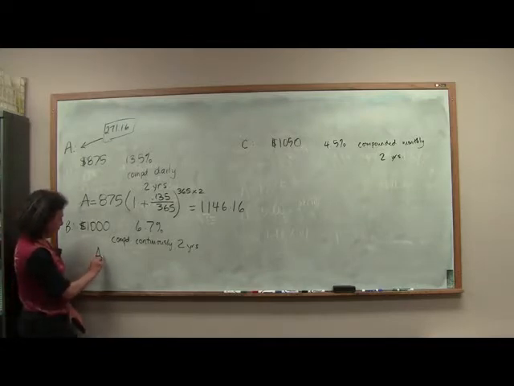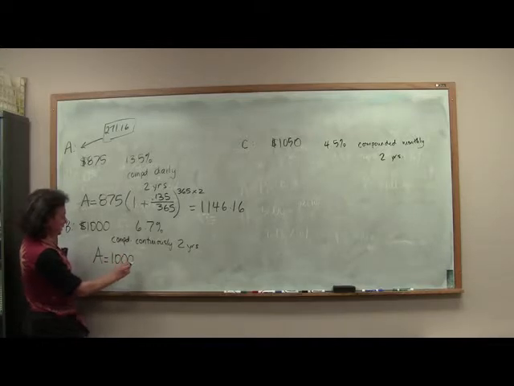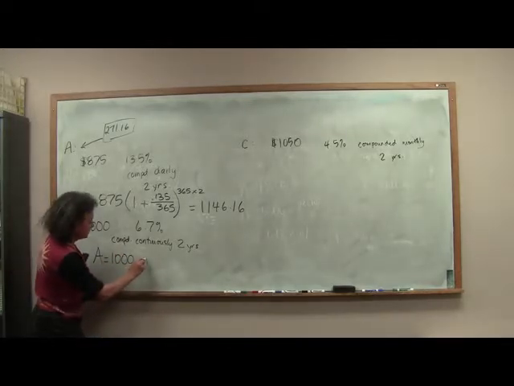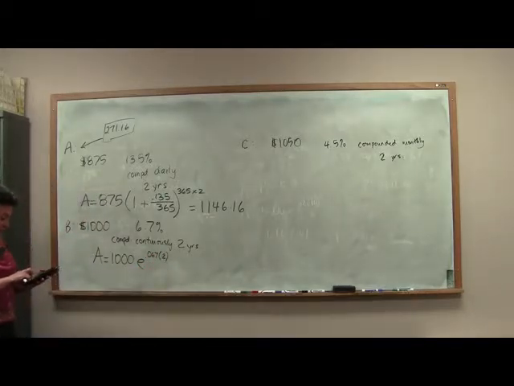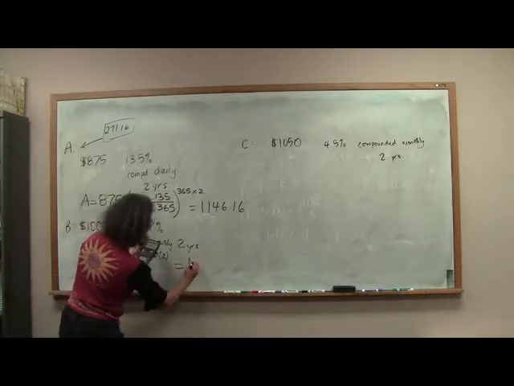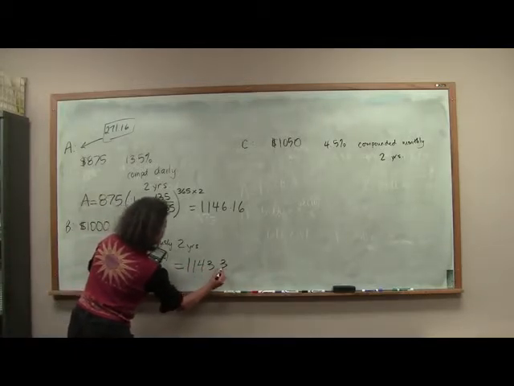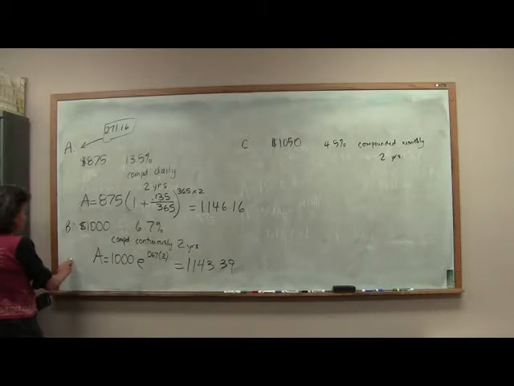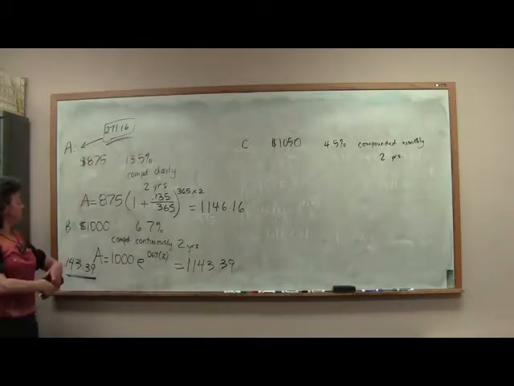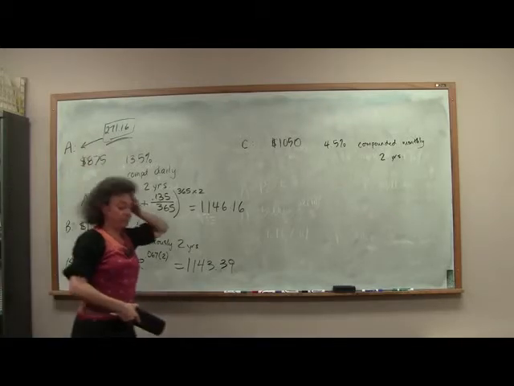Okay? Now let's compute this guy. Again, it's P, our principal, e to the rate 0.067 times 2. Okay? And if we compute this, our ending balance is $1,143.39. So if we subtract off our beginning amount, we made $143.39. So between the two of these, clearly this is our better option.